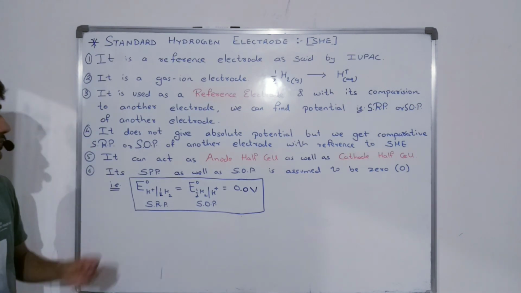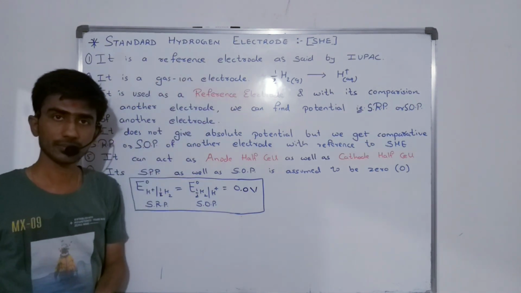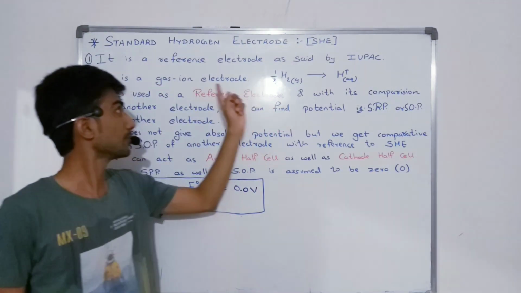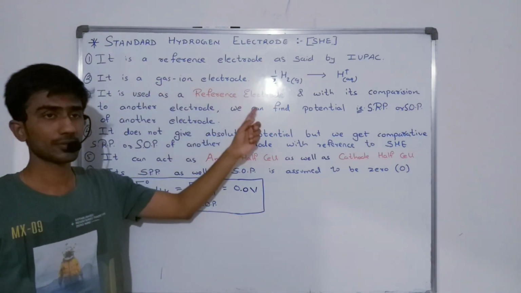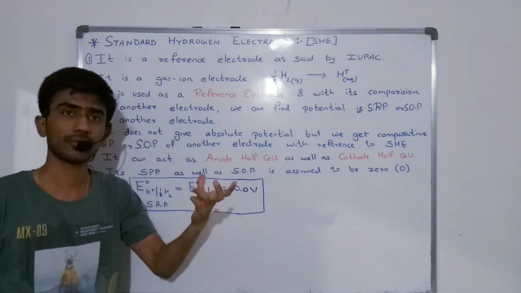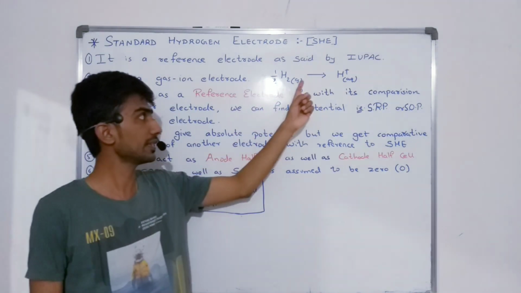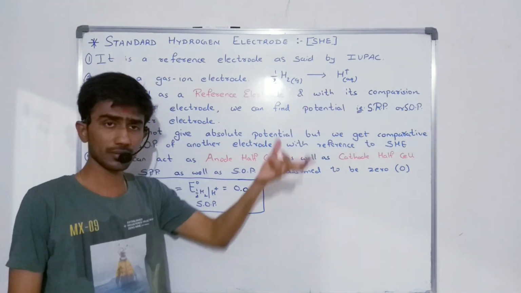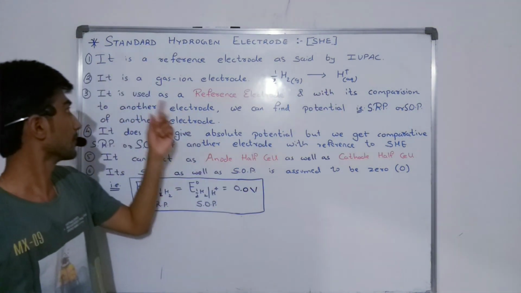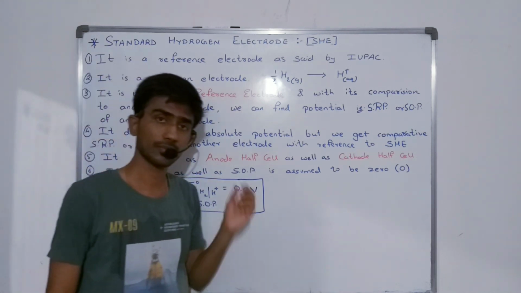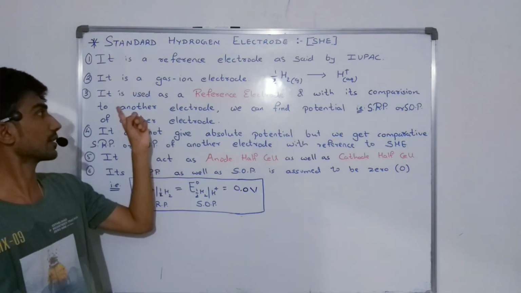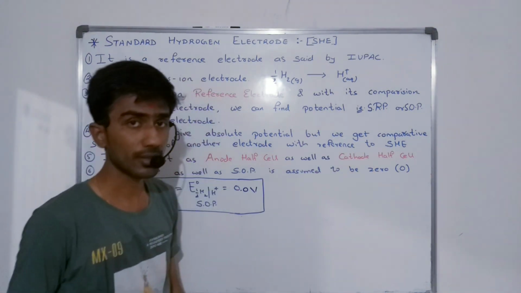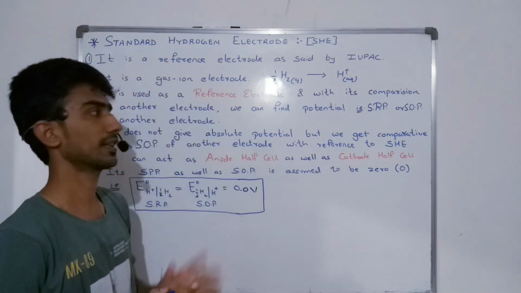First of all, it is a reference electrode, as said by IUPAC. It is also a gas ion electrode, because from gas it is forming ions, or from ions it is forming gaseous molecules. It is used as a reference electrode, and with its comparison to another electrode, we can find the potential, that is the standard reduction potential or standard oxidation potential of another electrode.